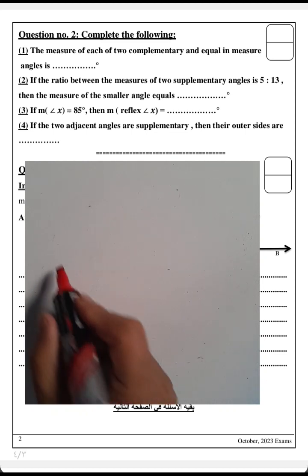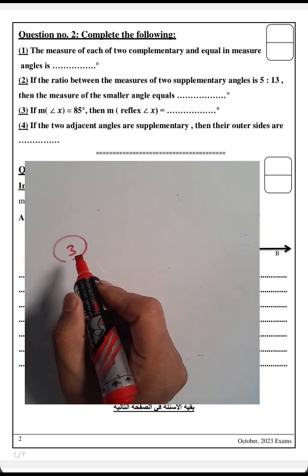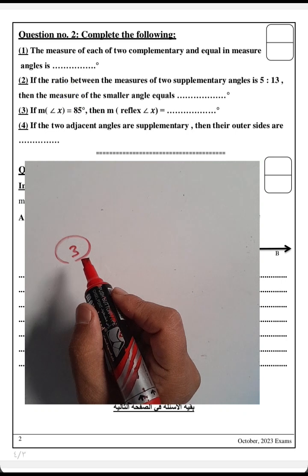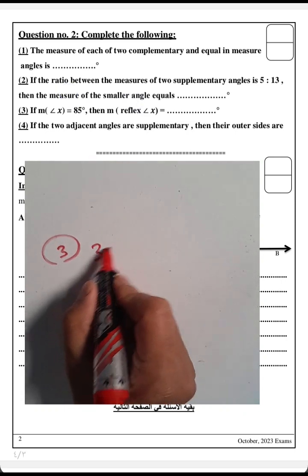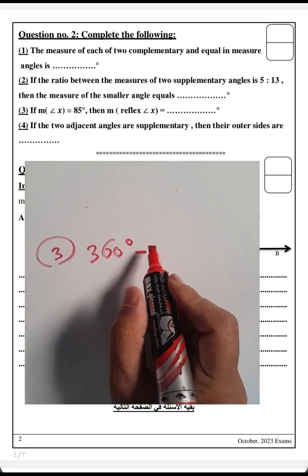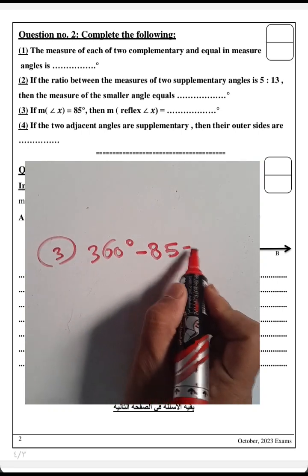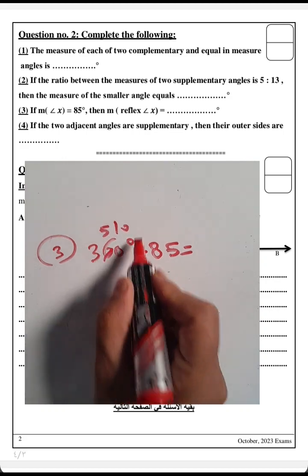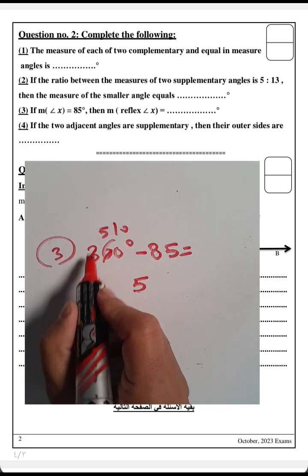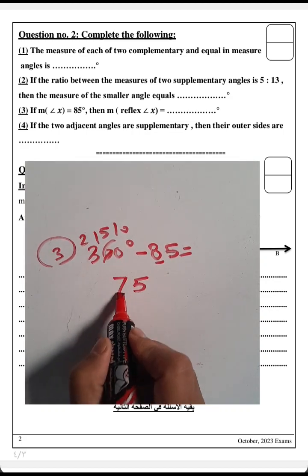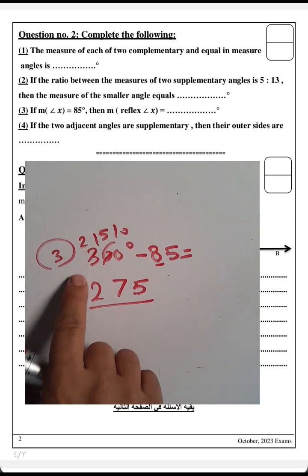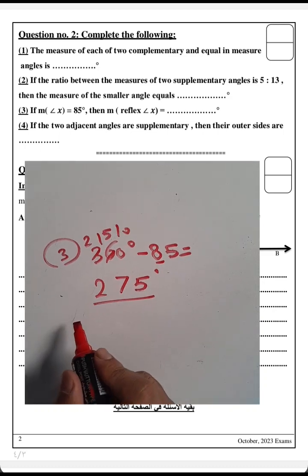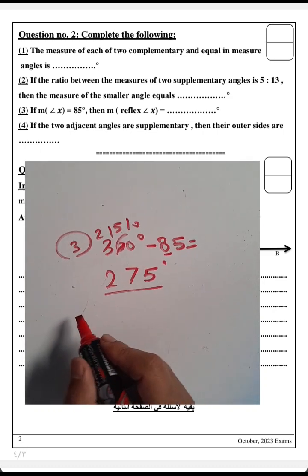Next question, number 3. If the measure of angle x equals 85 degrees, then the reflex of the measure of angle x will be what? 360 subtract 85. It will be 10, and here 5. 10 minus 5, it will be 5. 5 minus 8, we can't do it. Borrow 1. 15 minus 8, it will be 7, and then write 2. Then the result will be 275 degrees, the measure of angle x. Okay, that was question 3.